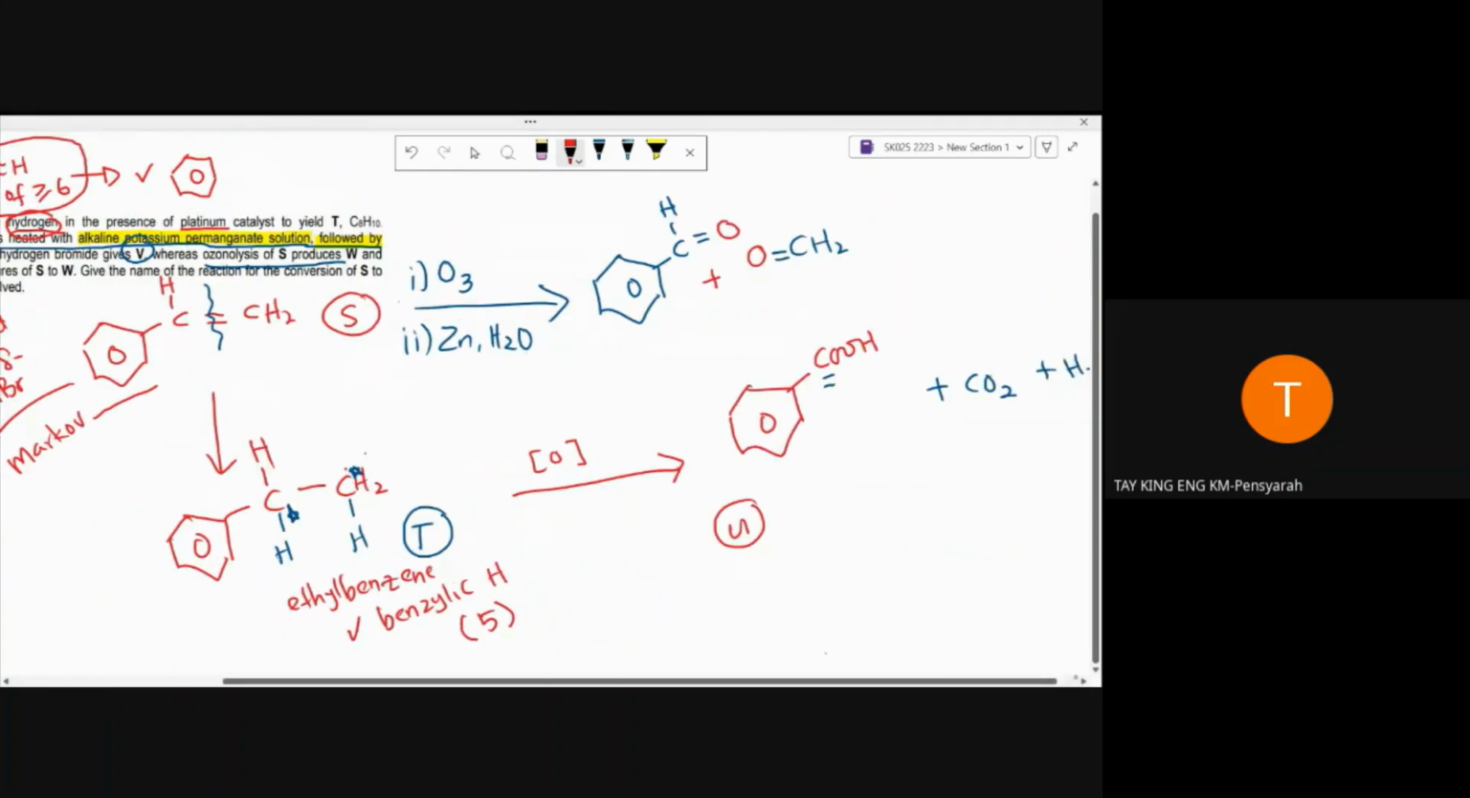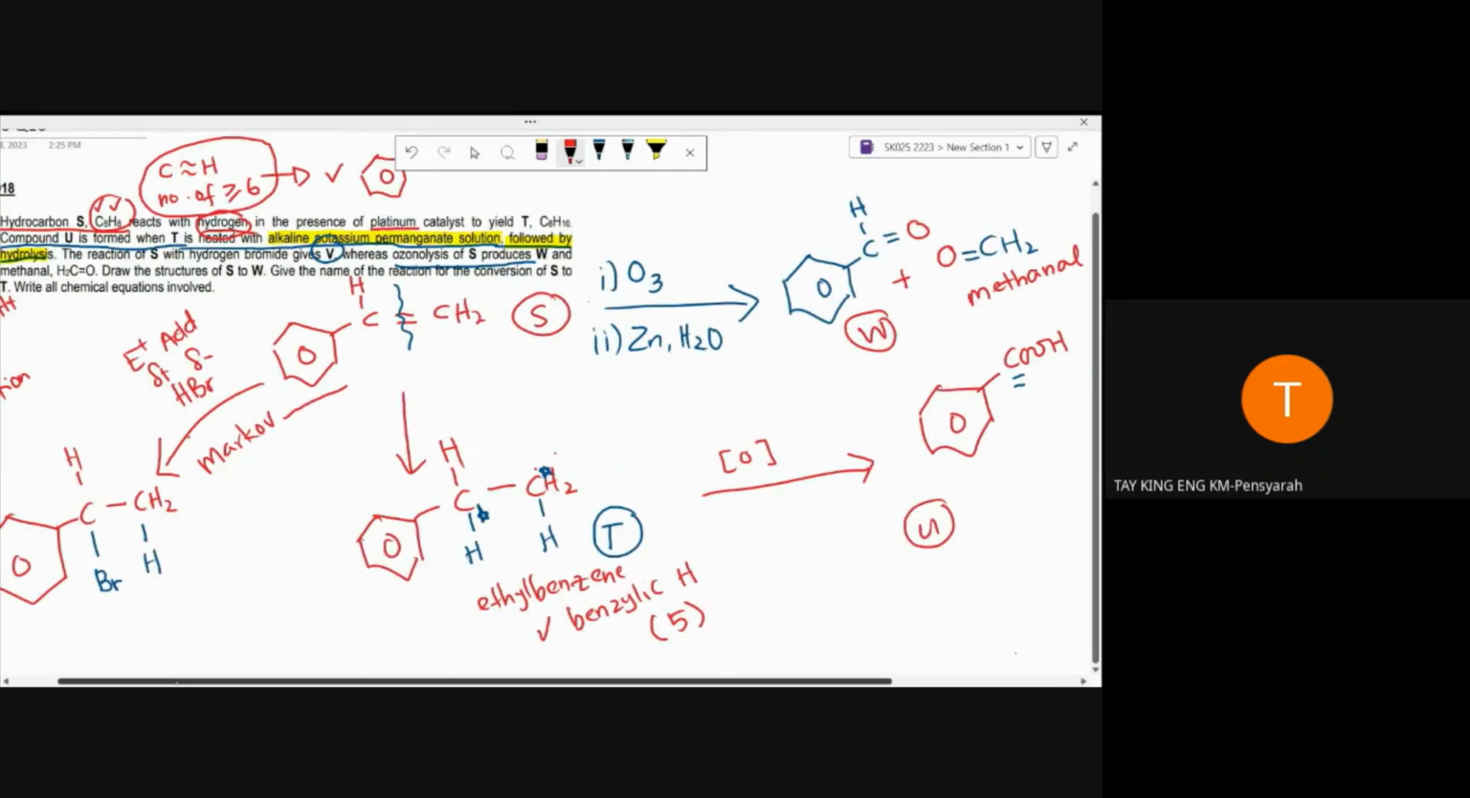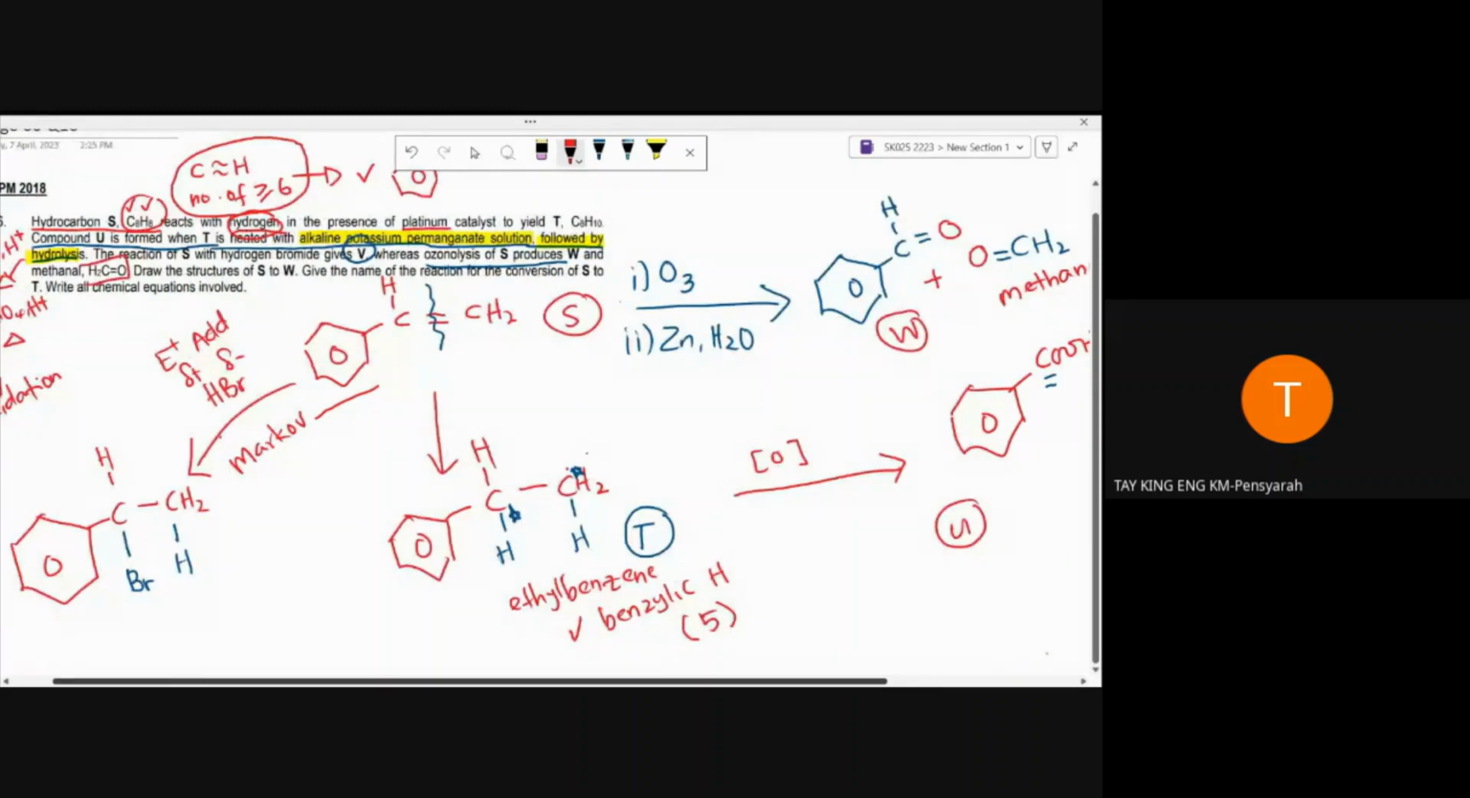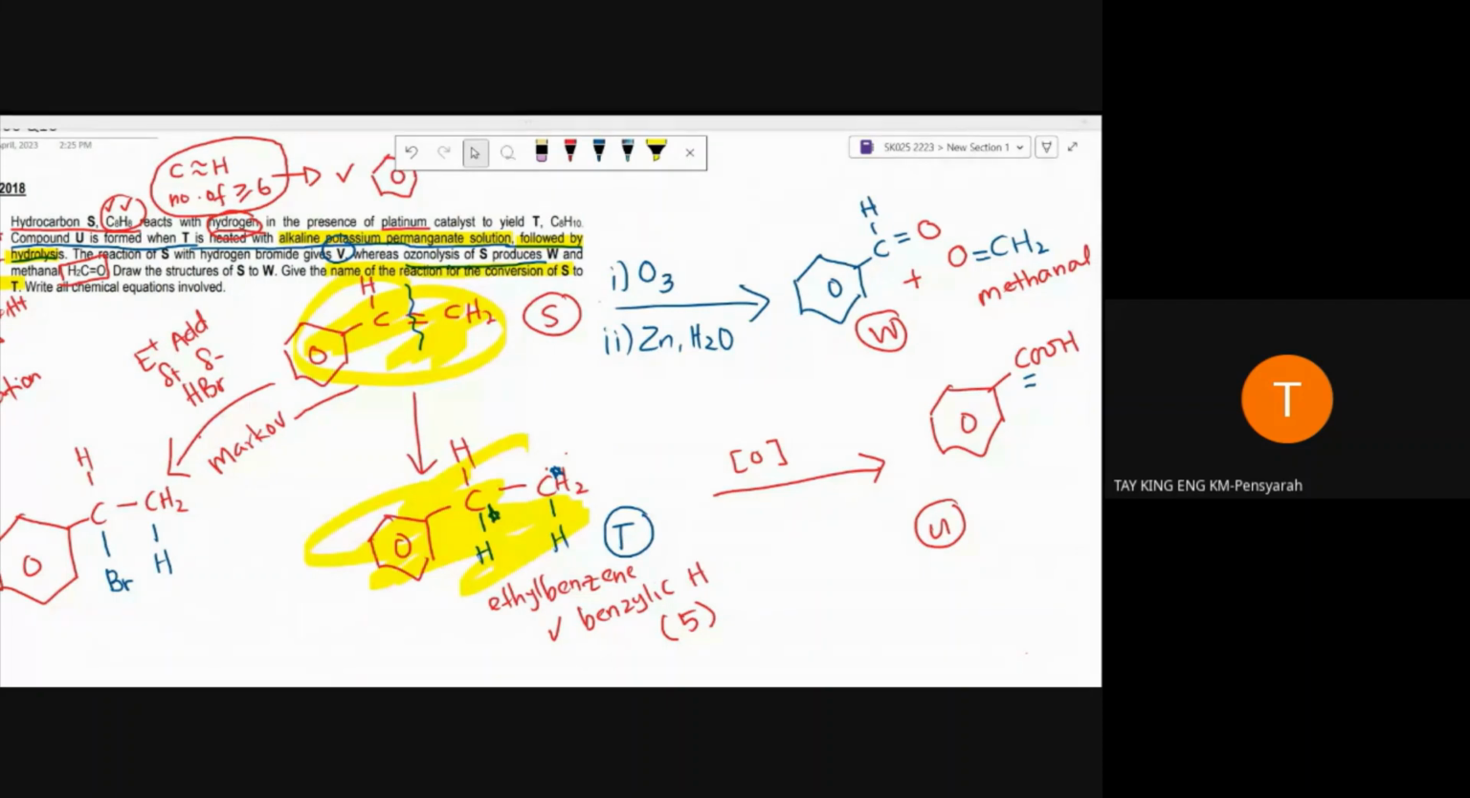Okay, so sudah bagi tahu lah, this one is metana. Structure pun dah bagi. So means that this is the W. Okay, metana dah bagi dekat sini ya. So draw the structure S sampai W sudah. Give the name of the reaction for the conversion of S to T. S bagi ke T. The answer is not electrophilic addition.